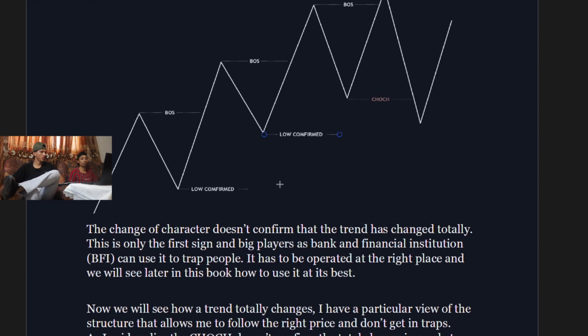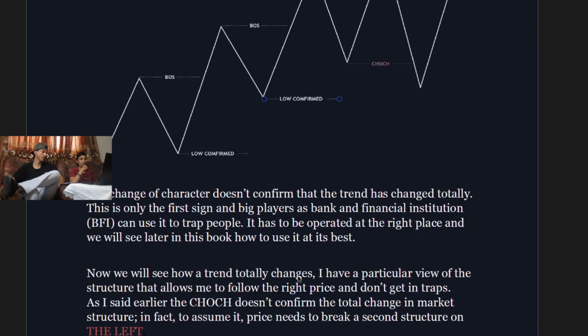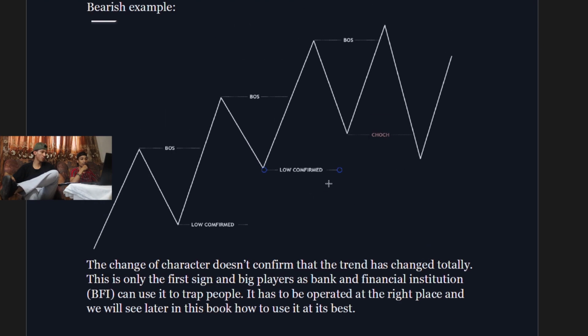The change of character doesn't confirm that the trend has totally changed. This is only the first sign, and big players such as banks and financial institutions, BFI abbreviation, can use this to trap people. It has been operated at the right place, and we'll see later in the book how it's used at its best. So this doesn't really confirm a full change of character.